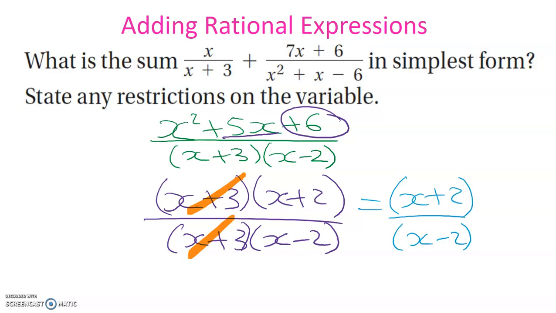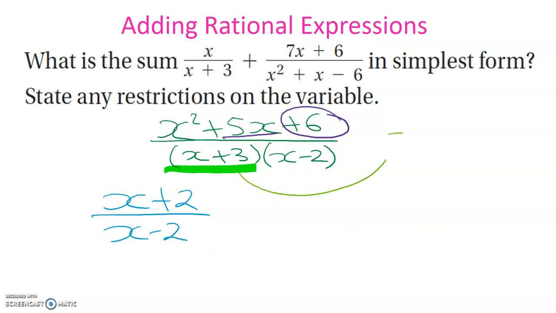But we need to look at our restrictions or exclusions. The values of x that it can't be. Remember, we look at our denominator, and our denominator cannot be 0 because we can't divide by 0. So we need to see what values of x would make it 0, and they are our exclusions. We can't have those values of x.